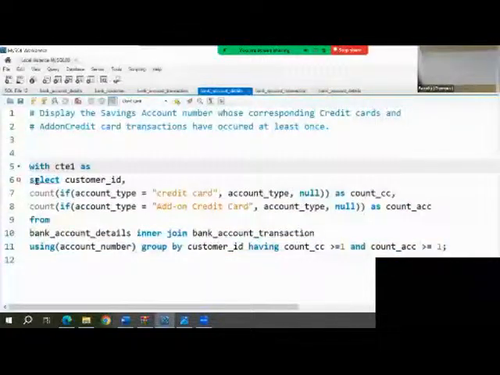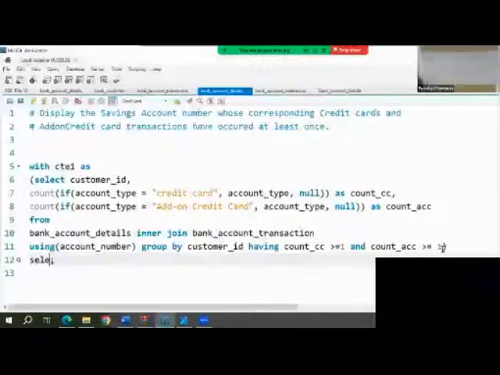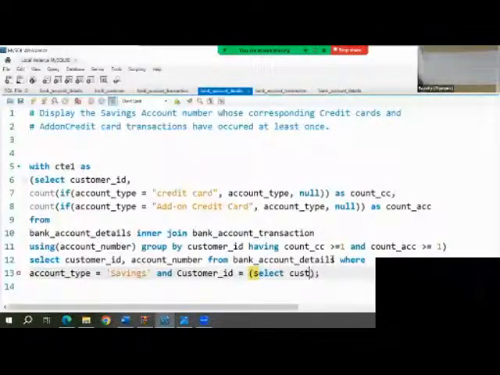So now I know the customer ID, right? Now all I need to do is select what? Account number, right? Account number from which table? Bank account details, join on ID from CTE1. Okay, so I will get this guy's customer ID and savings account number.